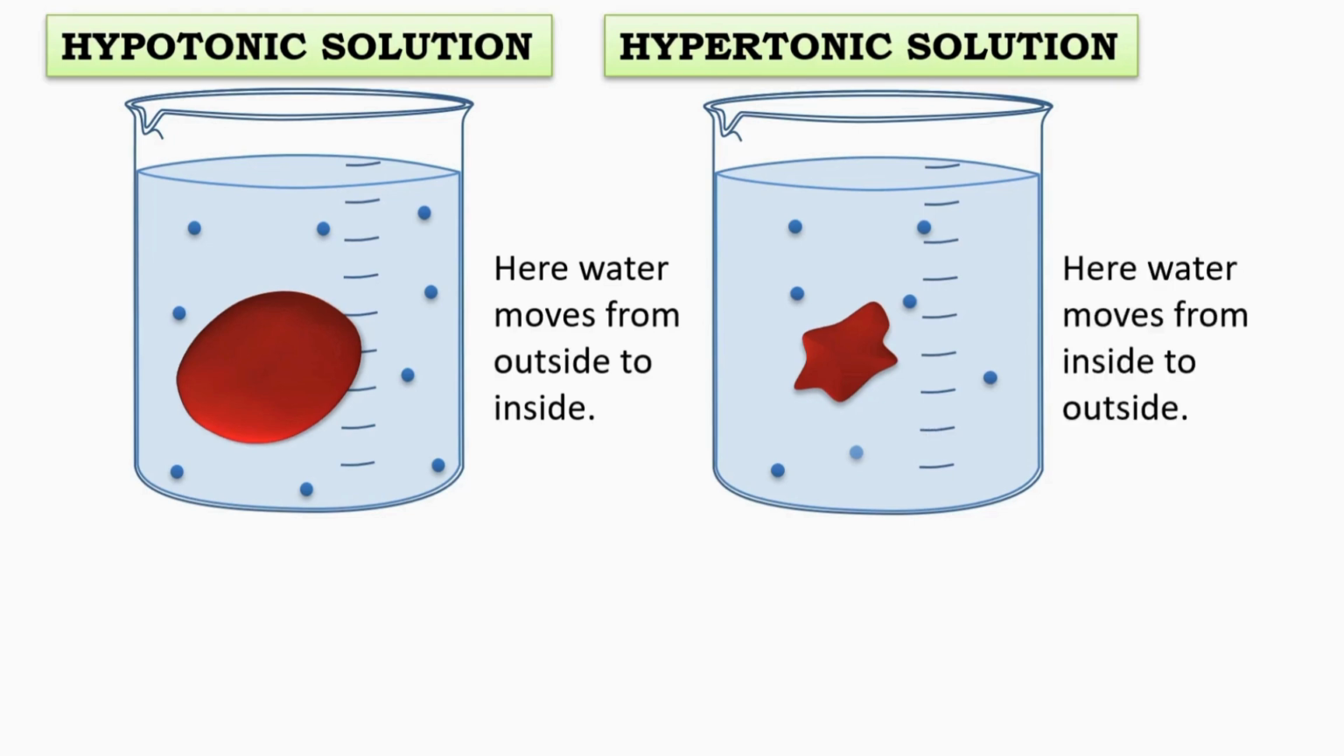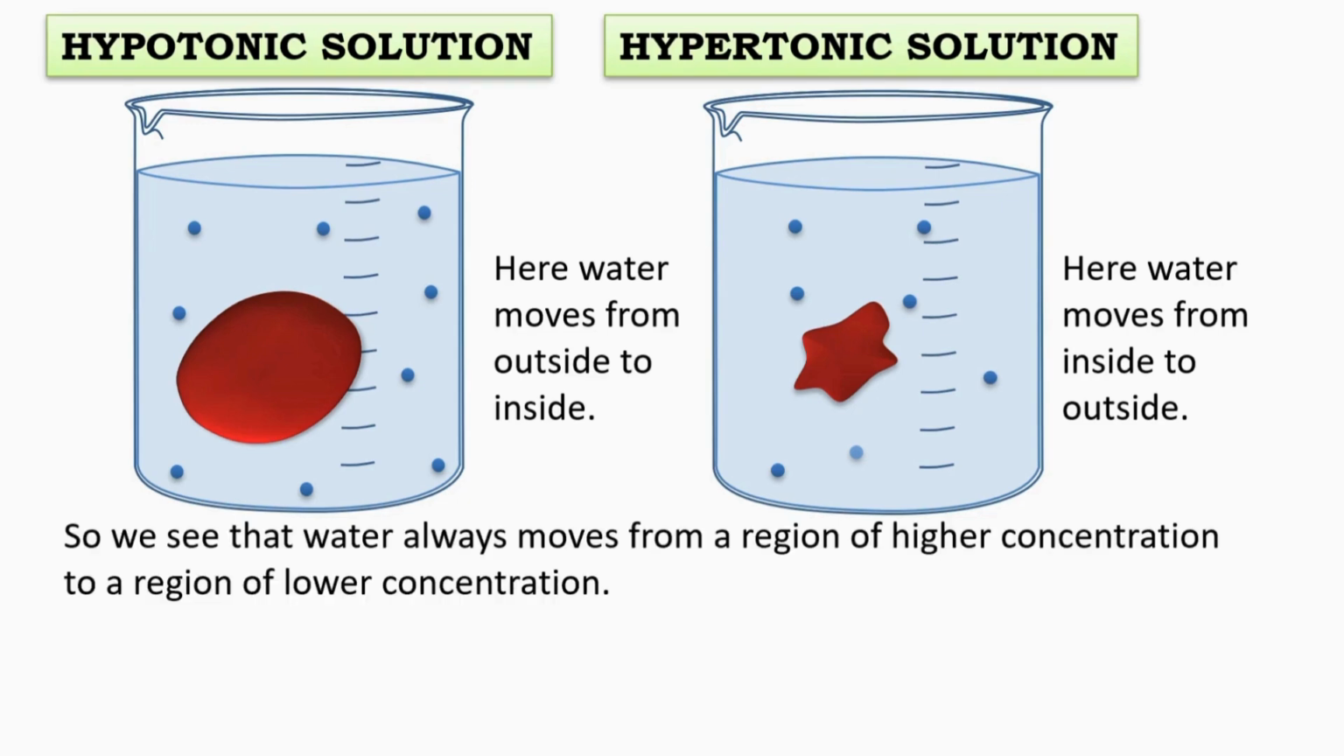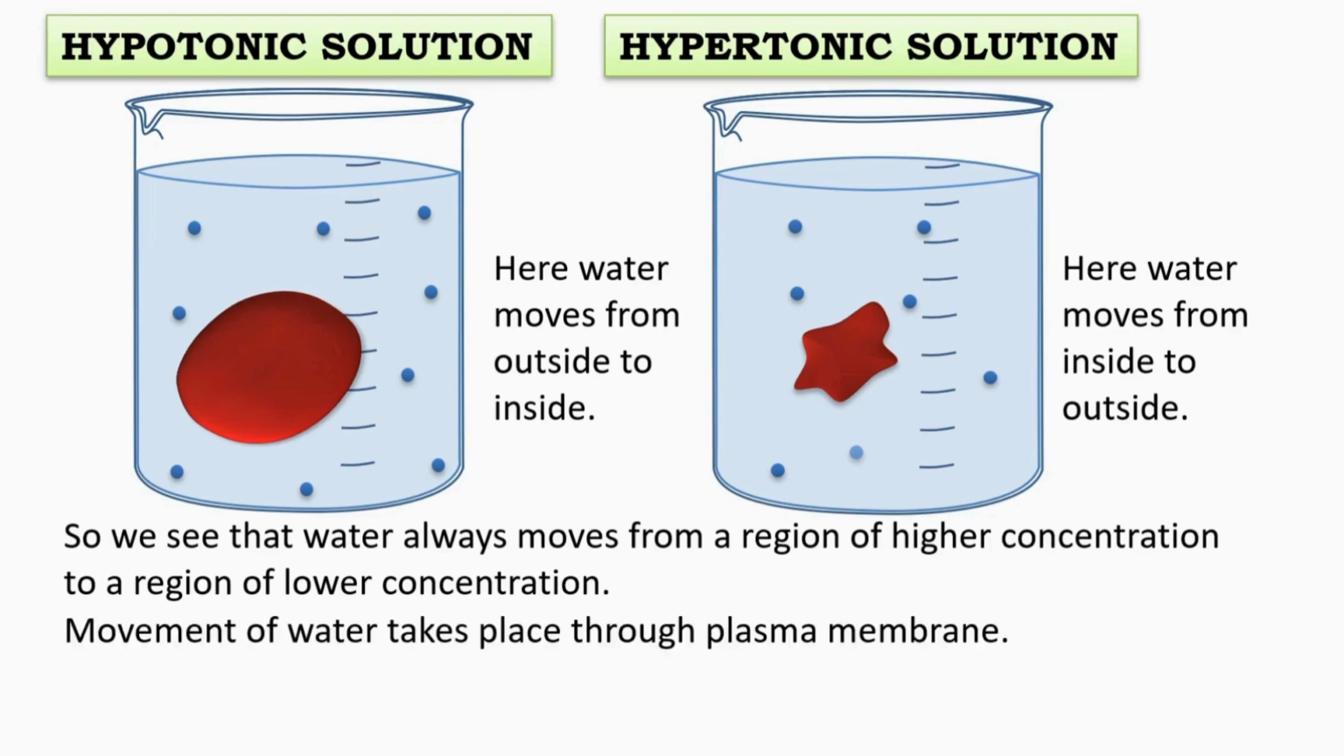Here water moves from inside to outside. So we see that water always moves from a region of higher concentration to a region of lower concentration. Movement of water takes place through the plasma membrane. This process is known as osmosis.